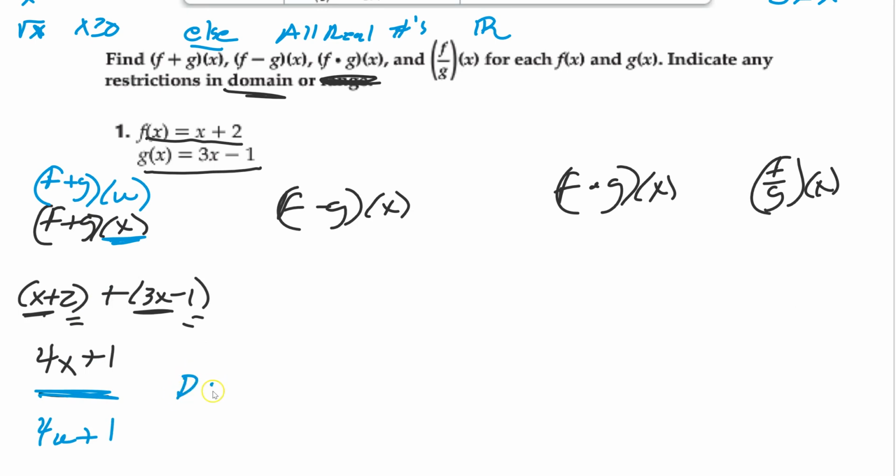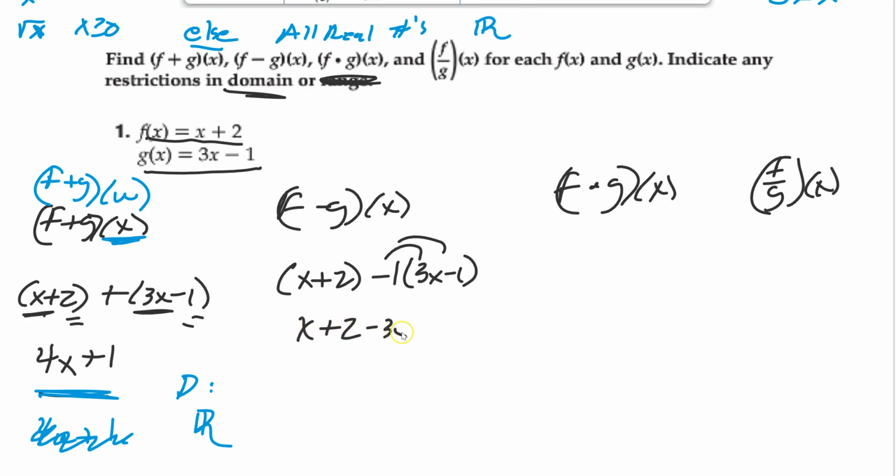By the way, my domain: no fraction, no square root, so all real numbers. Do a fancy R. Next one, f minus g of x. Again, that just means what variable we're using. So in this case, we're going to do f minus g of x. And this one, you've got to watch out for the parentheses because it's like a negative one, you've got to distribute. So you get x plus 2 minus 3x plus 1, negative 1 times negative 1. Add like terms. Add it correctly, almost messed up there. Negative 2x plus 3. And my domain, again, no fraction, no square root, real numbers.